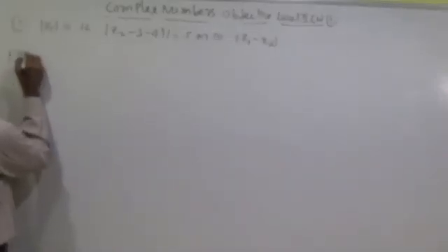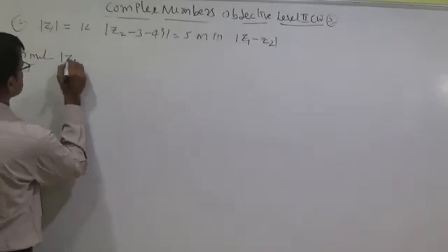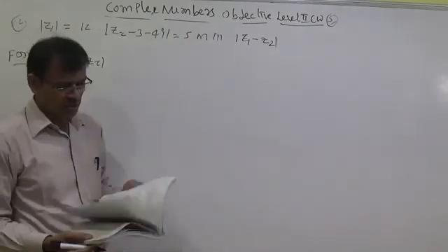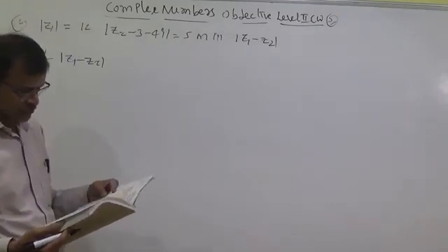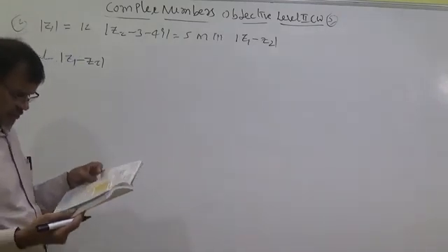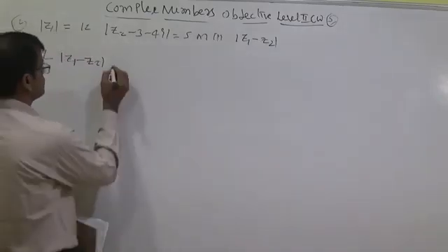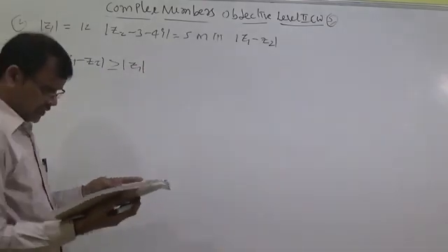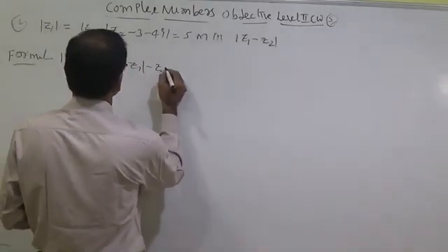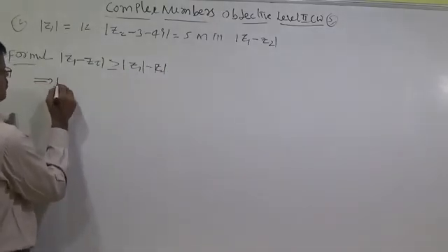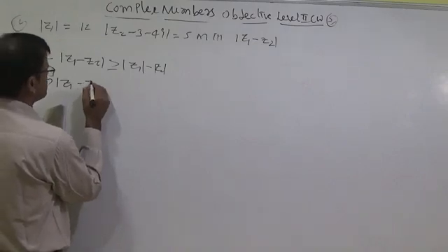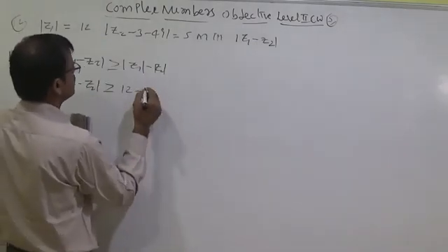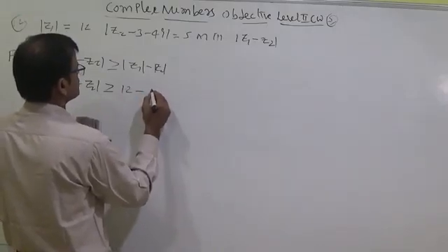One formula is there. Modulus of z1 minus z2 greater than or equal to modulus of z1 minus modulus of z2, depends upon previous formula. Modulus of z1 minus z2, yes, greater than or equal to modulus of z1 minus modulus of z2. That formula we need to remember now. That implies modulus of z1 minus z2 is asking now. This one you can understand greater than or equal to modulus of z1, meaning of course 12 minus, you can write this one.